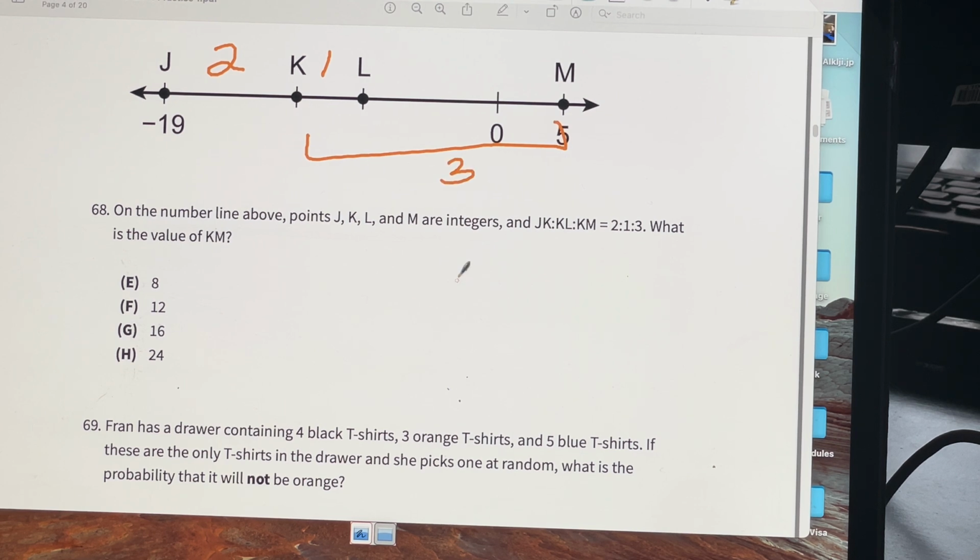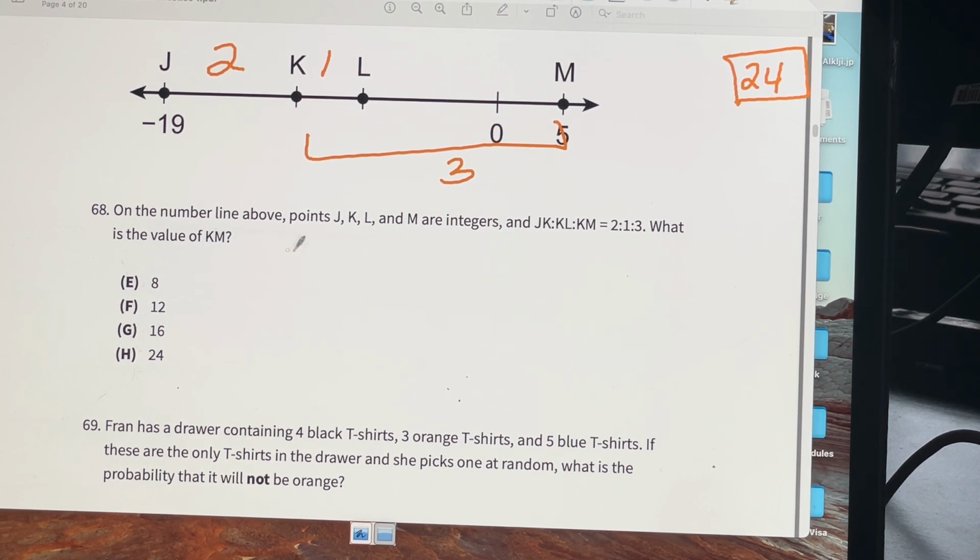And that's 3. So what's the value? Well, first of all, let's find what the distance from J to M is. From J to M, which is -19 to 5, would be 24 units, right? Because the absolute value from -19 to 0 is 19, and 0 to 5 is 5. So we add those. So the distance is 24.